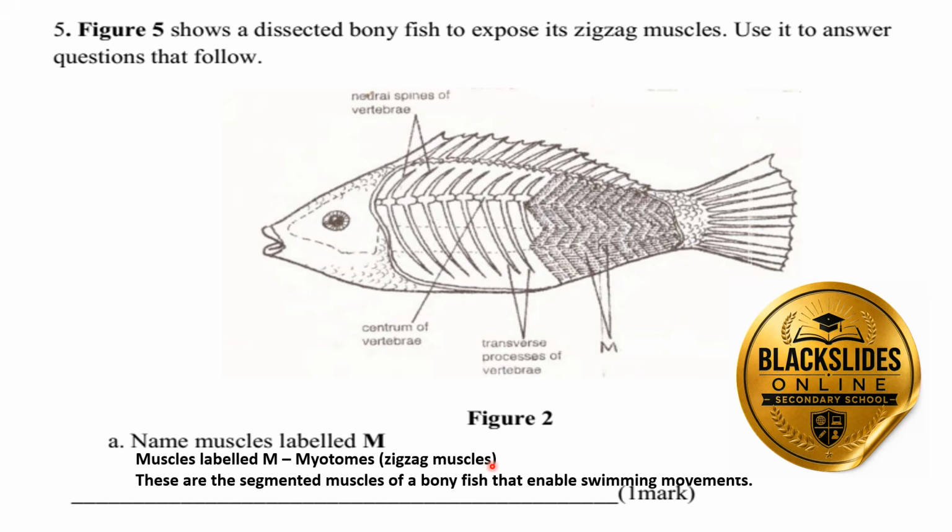They are zigzag muscles. Of course, don't say zigzag muscles because we are told already that these are zigzag muscles. So the zigzag muscles have a name. So these are the segmented muscles of fish that enable it to move or swim. So the name itself is one mark.